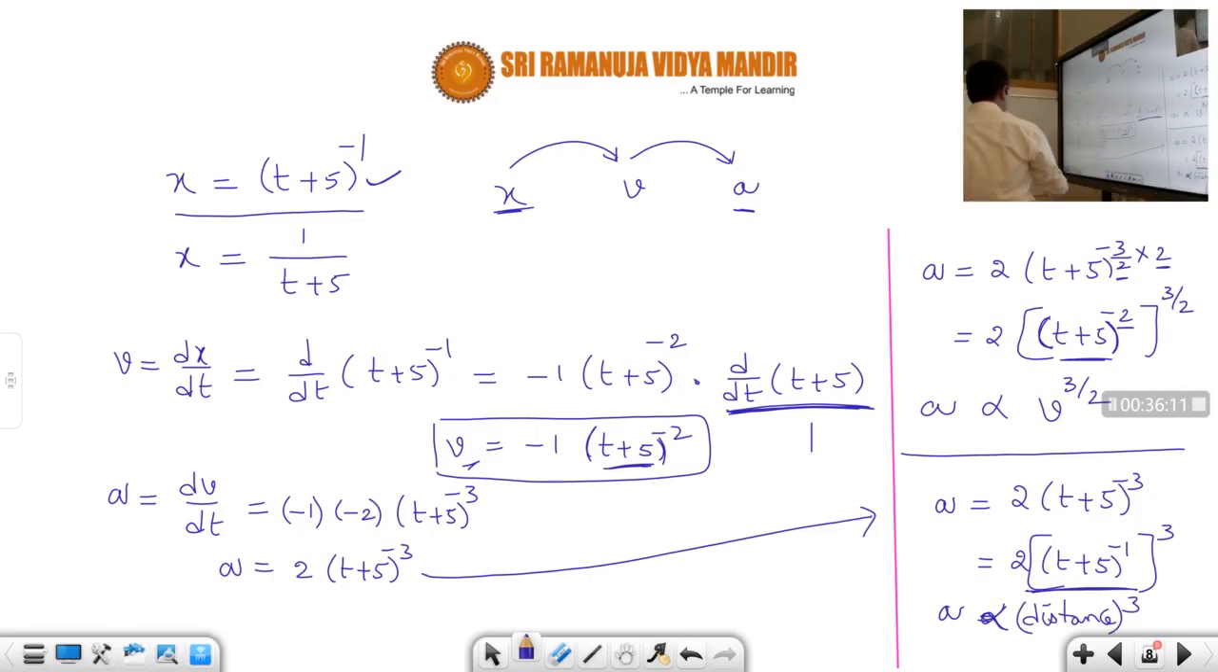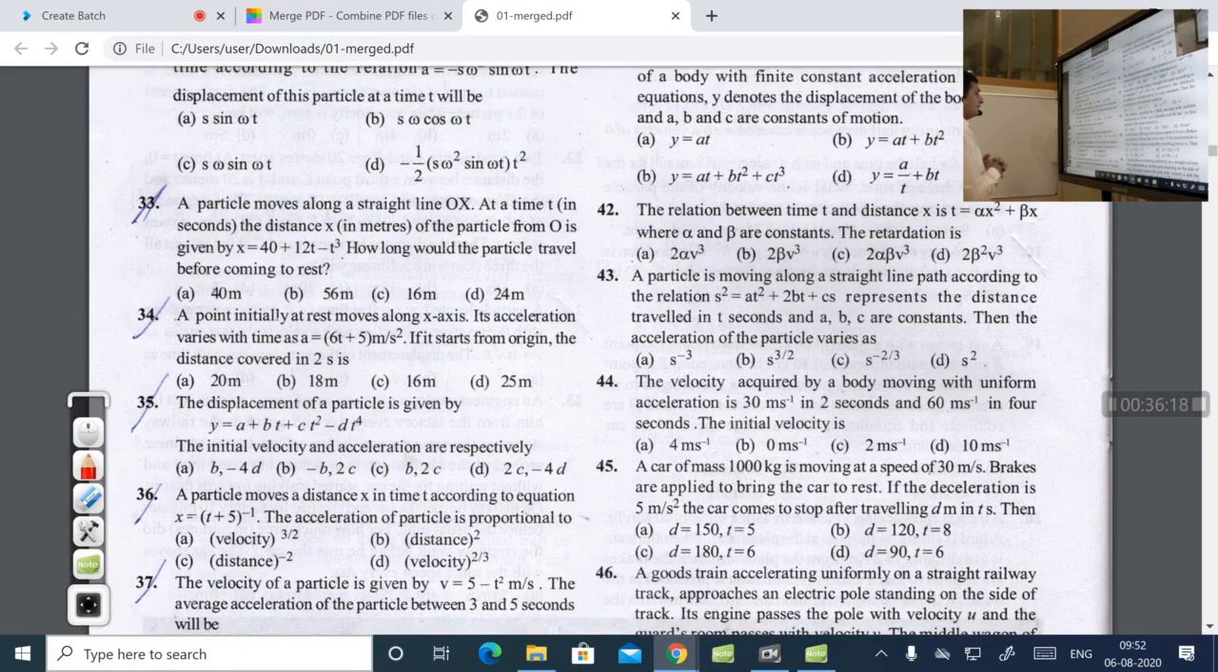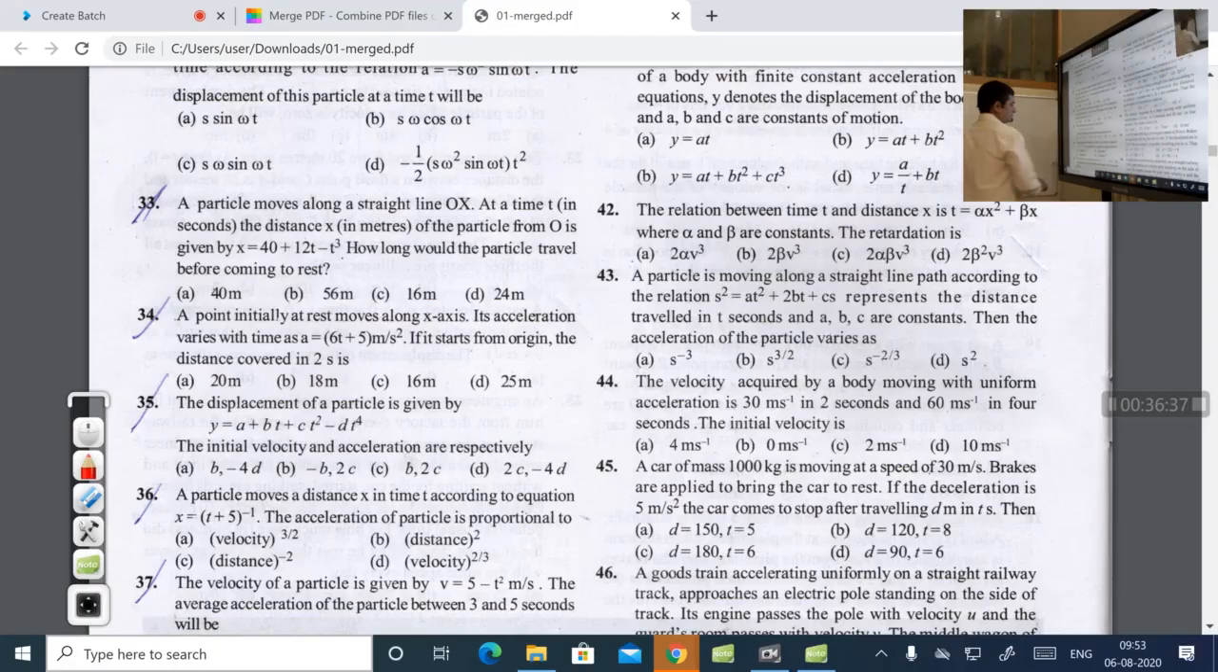Okay, students. Let us see the options. They gave distance square in option B, and in option C distance whole power minus 2. But actually in terms of distance, what is the answer, students? T plus 5 whole power 3. Correct or not? T plus 5 whole power 3 is the correct answer. So therefore option A is the correct answer. Okay, so like this you can solve all the questions, students. Since time is less, I am solving only a few questions.